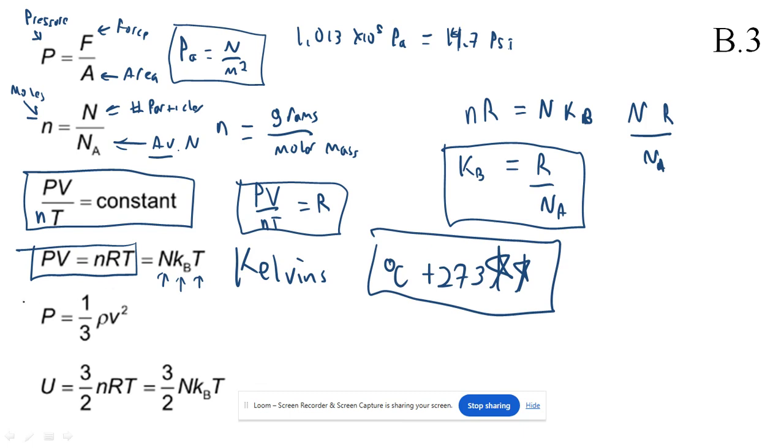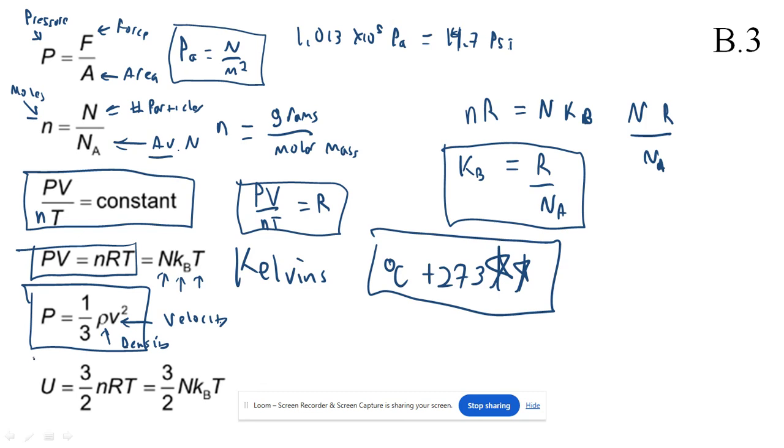Okay, this is another pressure one. This one's in terms of the density and the velocity, and the RMS velocity, I'm sure, right?